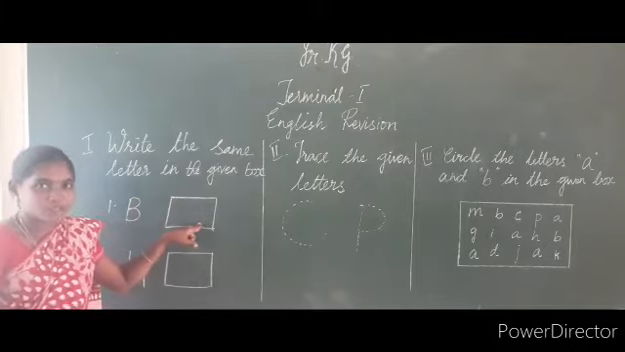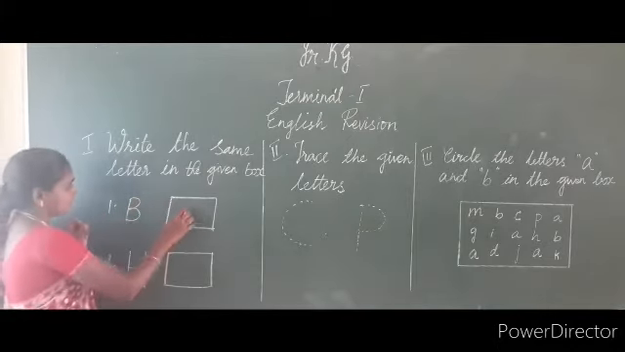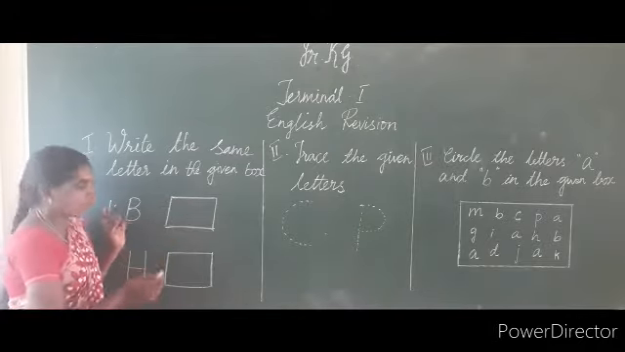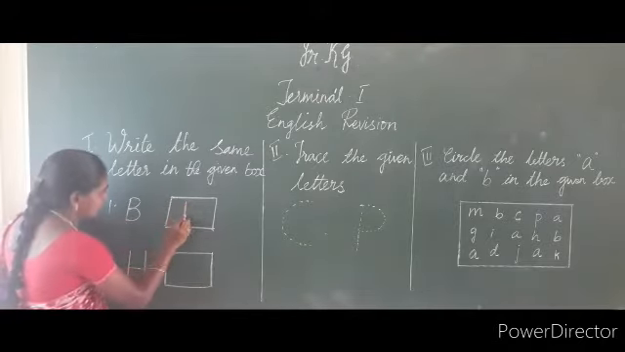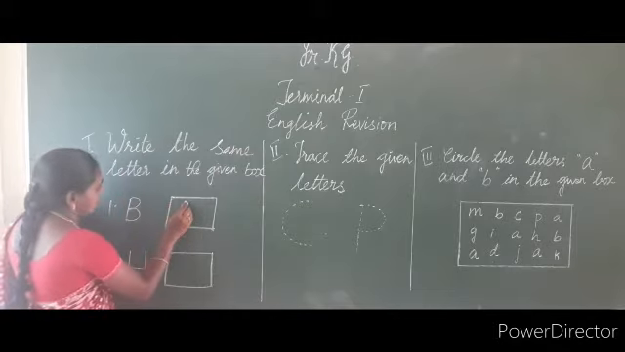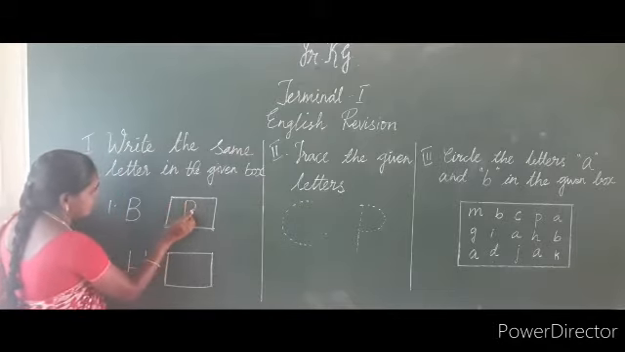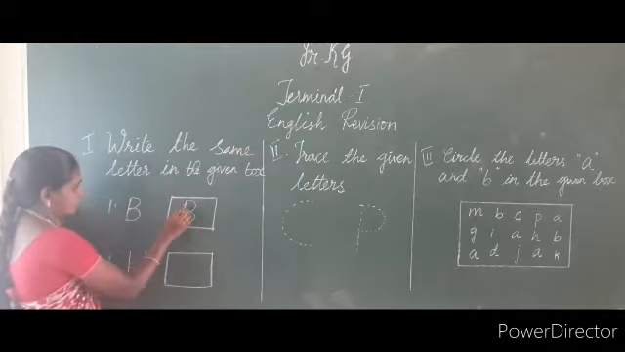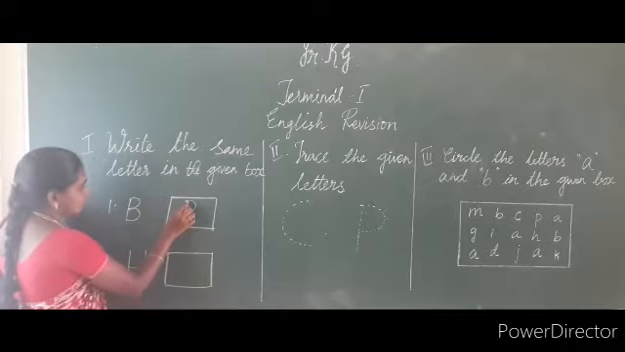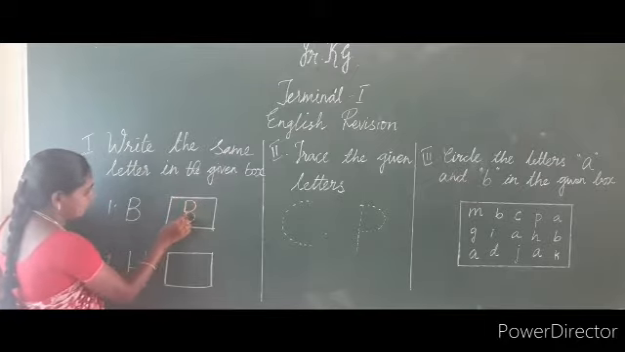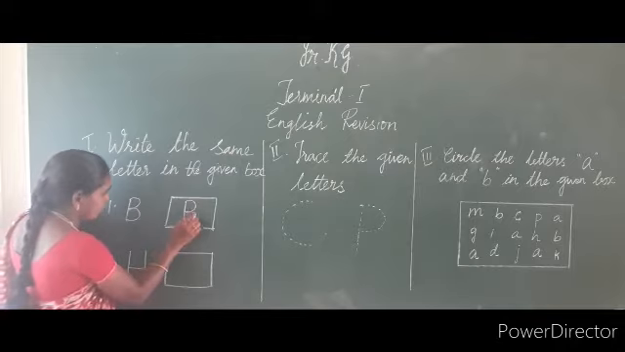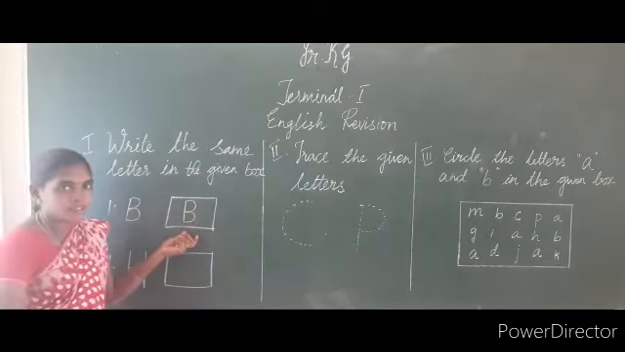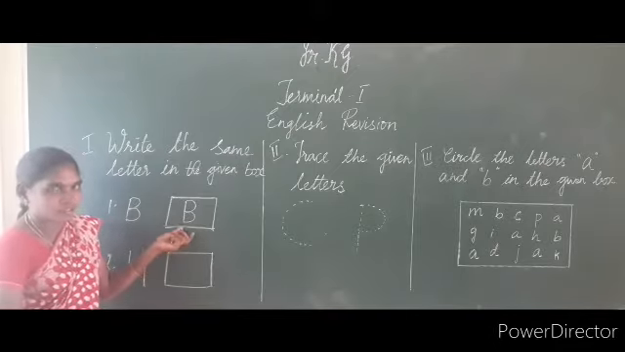Children, shall we write? Come, let us write. How to write B? Already we have seen it in the writing practice session. What's the first step? Draw a straight line and then a curve, and along with that another curve. Just draw a straight line and a curve or semicircle, and along with that draw one more curve or semicircle. This is letter B. Children, can you understand?